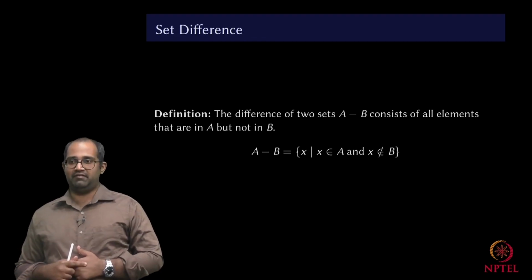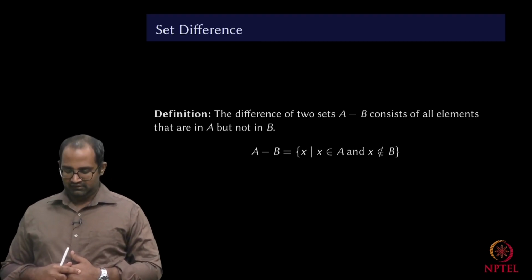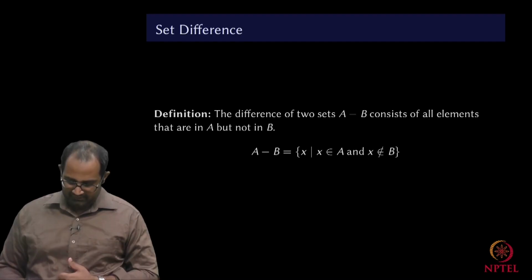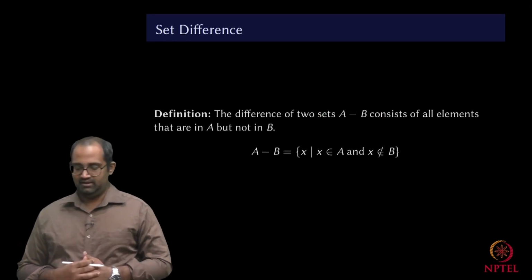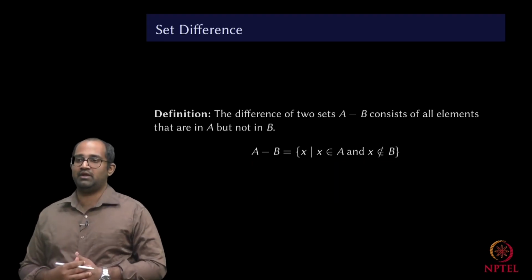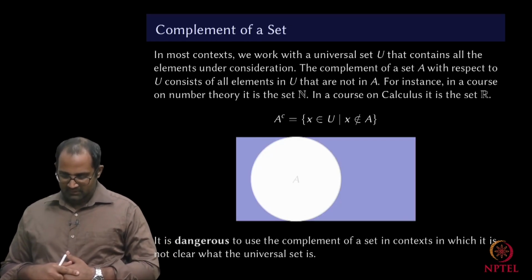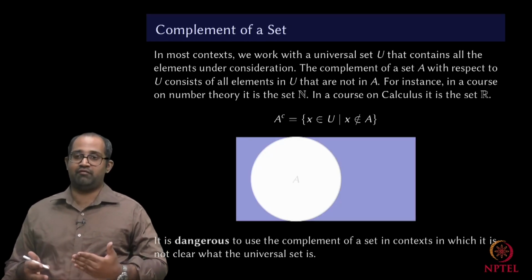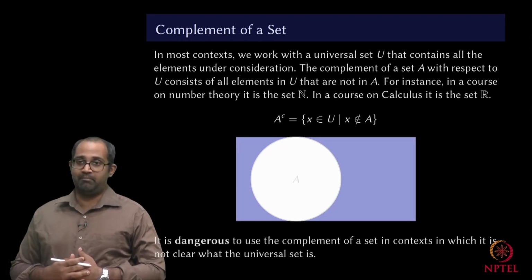Now we come to set difference. It is not that difficult to understand. The set difference A minus B consists of all elements that are in A, but not in B. So, again it is X such that X is in A and X is not in B. And here is the Venn diagram. This is not the Venn diagram of set difference, this is a Venn diagram of the complement.